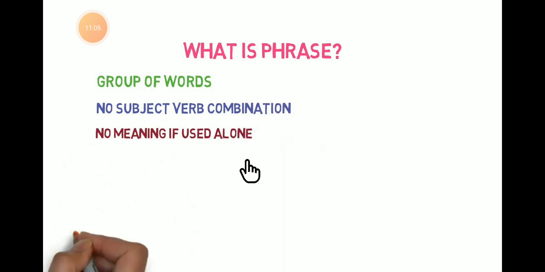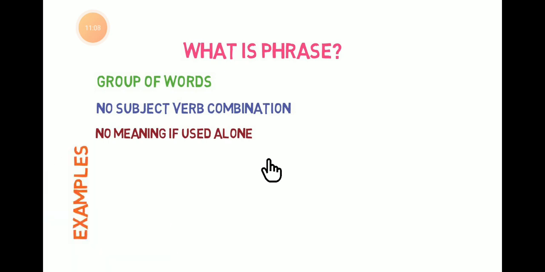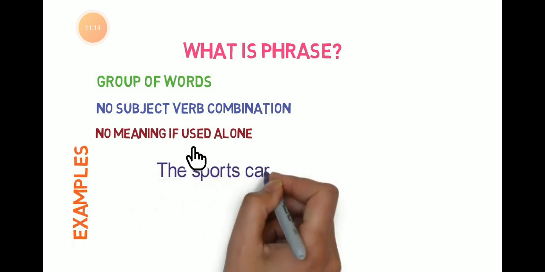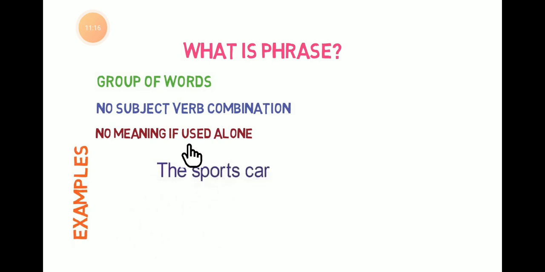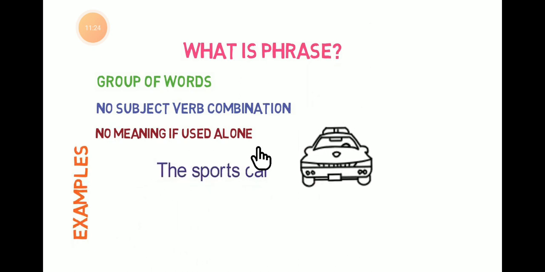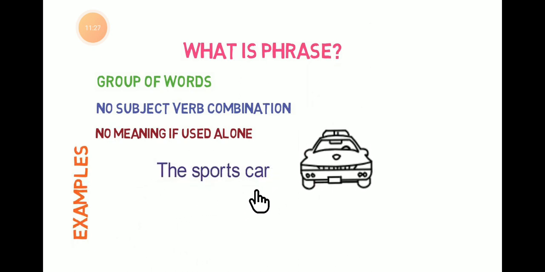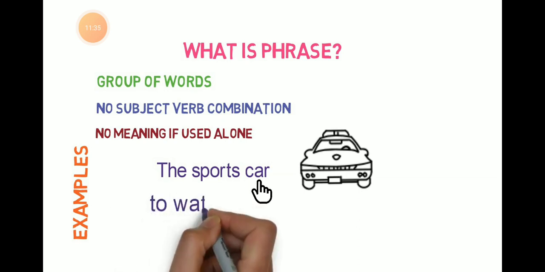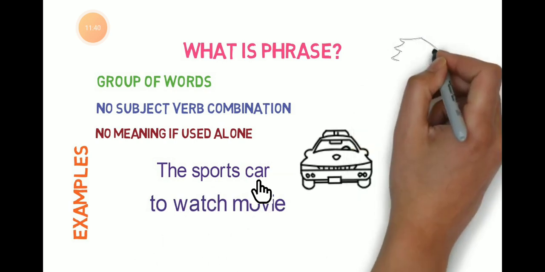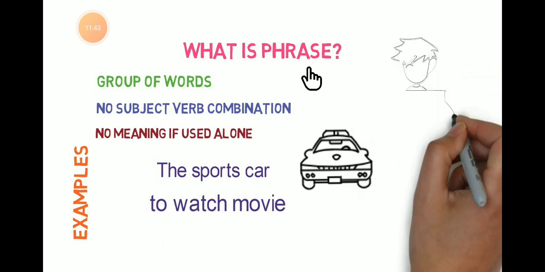"My best friend" was in the previous slide; it has no meaning if used alone. So here we have three points: it is a group of words, there is no subject and verb combination, and there is no meaning if used alone. For example, "the sports car": it is a car, with an adjective and a noun. Does it give any meaning? No, it seems an incomplete sentence. That's why it is a phrase.